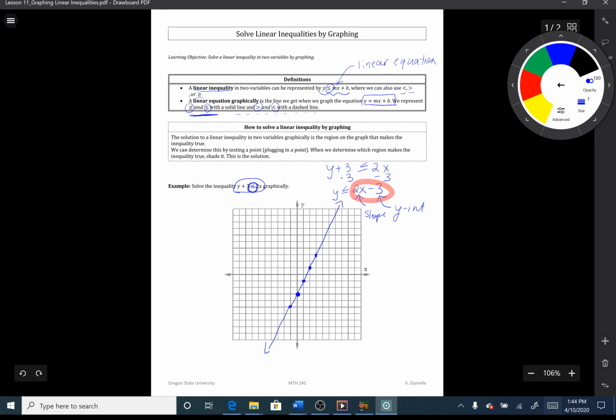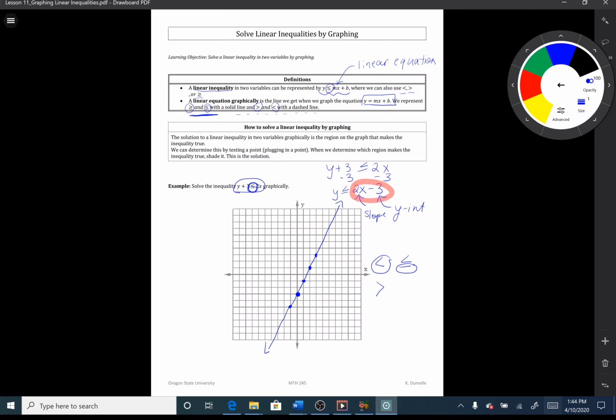So why does it change from a dotted line to a solid line if I go from, say, less than to less than or equal to? Well, this equals means that the points that are on my line are included in my set of solutions. If I had something like less than, that would mean that the points on my line would not be included in my solution set. And so that is why I represent something like less than or greater than with a dotted line instead of a solid line, because the points on the line itself are not part of the solution set.